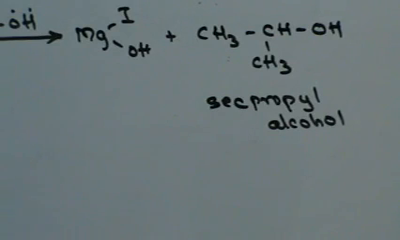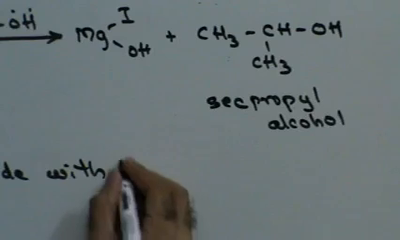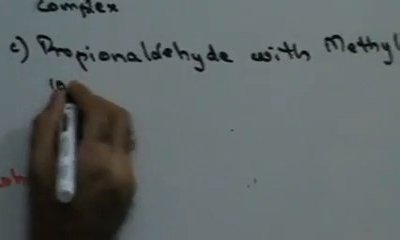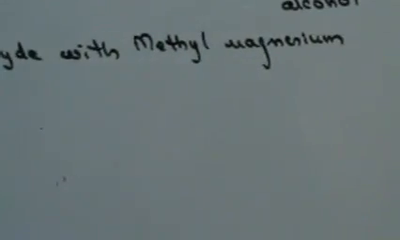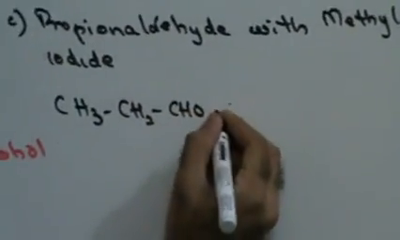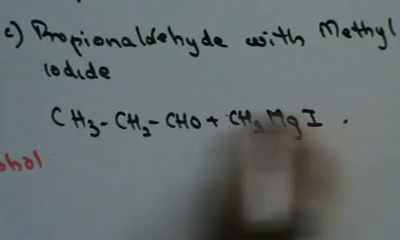Next, let's see another reaction of this kind. What happens when propionaldehyde reacts with methyl magnesium iodide? Propiono, three carbon atoms, CH3CH2CHO, right? Reacts with methyl magnesium iodide.